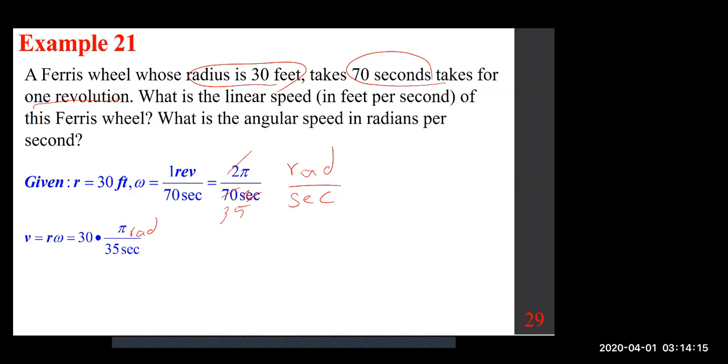feet per second. So this is 6 pi divided by 7 seconds, and it becomes 2.69 feet per second. And understand, the units of radians has no effect. 30 was in feet, so you can actually say 30 feet, so the units are feet per second as the final answer. Any questions, class?